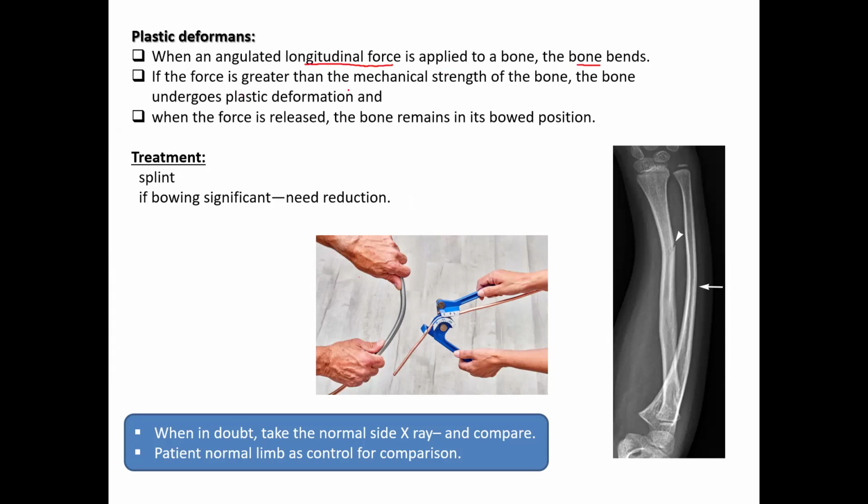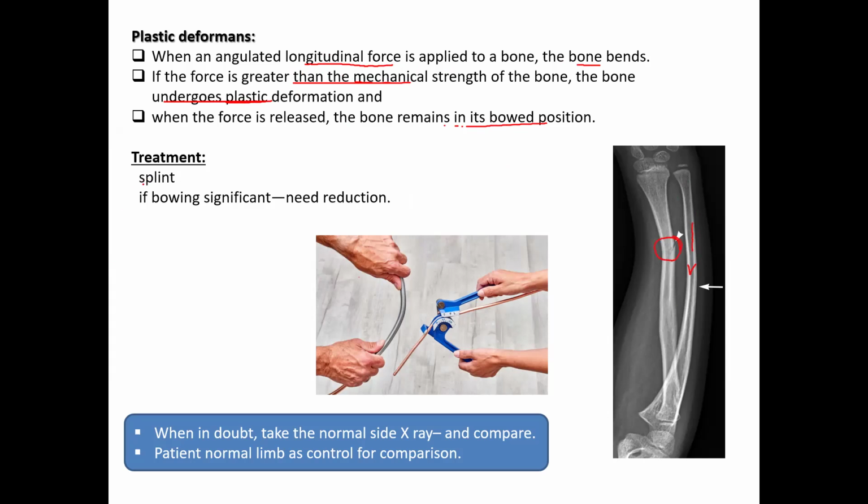If the force is greater than the mechanical strength of the bone, it undergoes plastic deformation. When the force is released, the bone remains in the same position and presents to you as a deformed bone. If you see here, this is not straight, it is bent here. This is bending of the ulna. The ulna is bent, whereas here you have a greenstick fracture of the radius. So this is called plastic deformation.